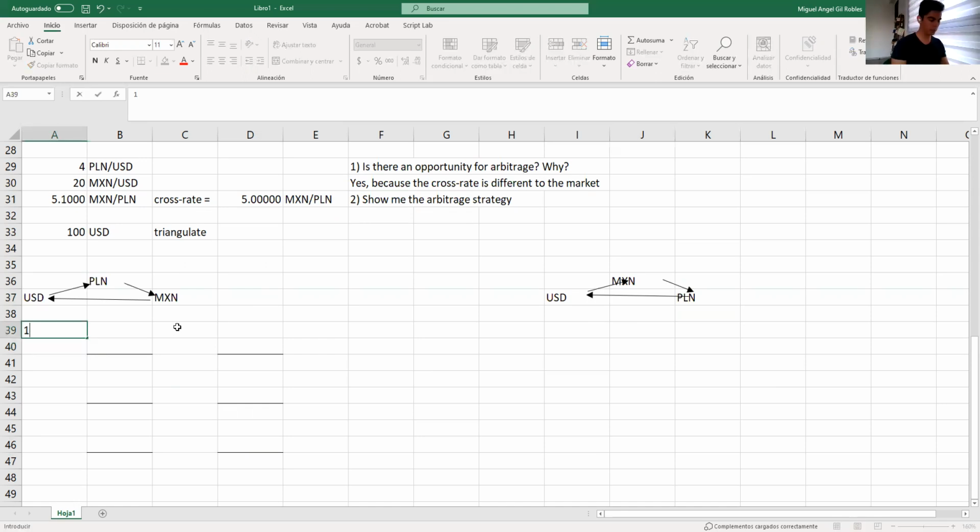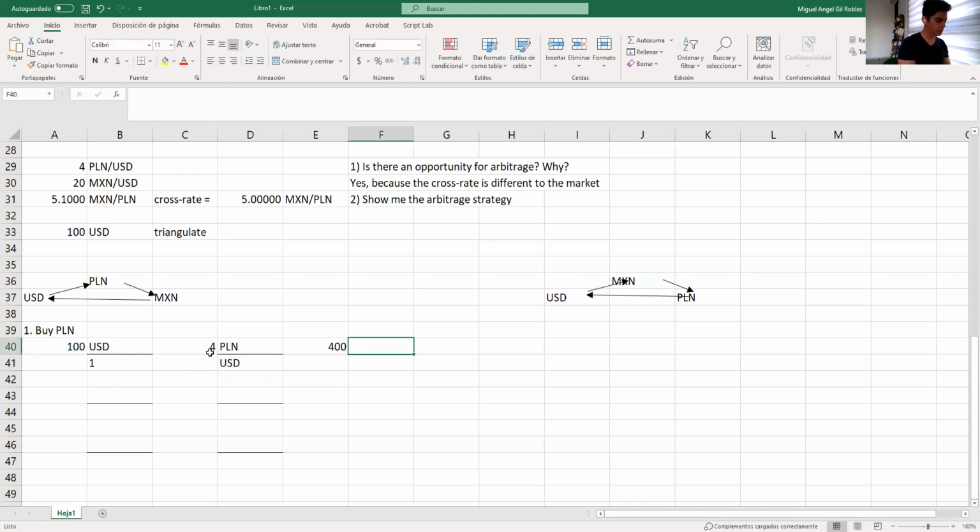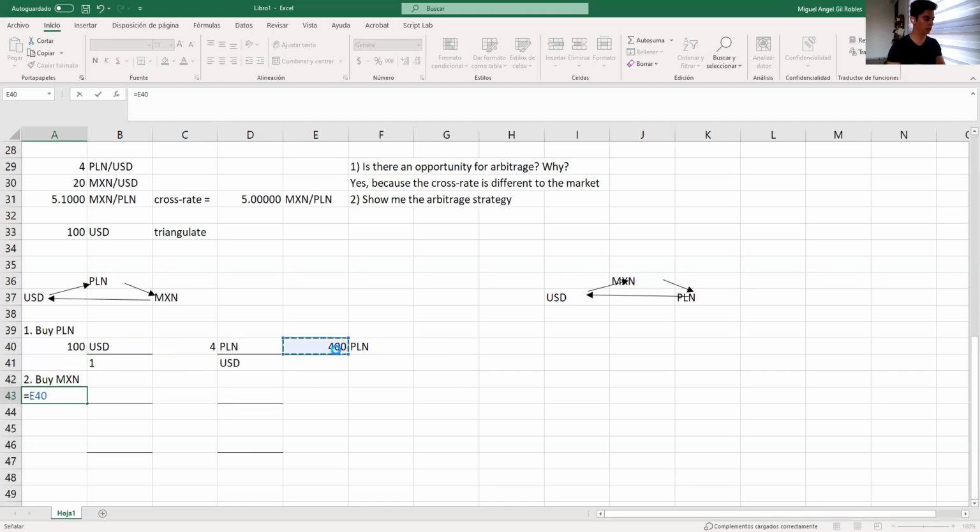So step number 1 is to buy zloty, Polish zloty. So you have $100 over 1, okay? And the exchange rate for dollars and zloty, because this is what we are talking about on step one, is this one, 4, and it is zloty over dollar. So the question is multiply or divide. In this case it is multiplying, and you will finish with zloty because you are canceling the dollars, okay?